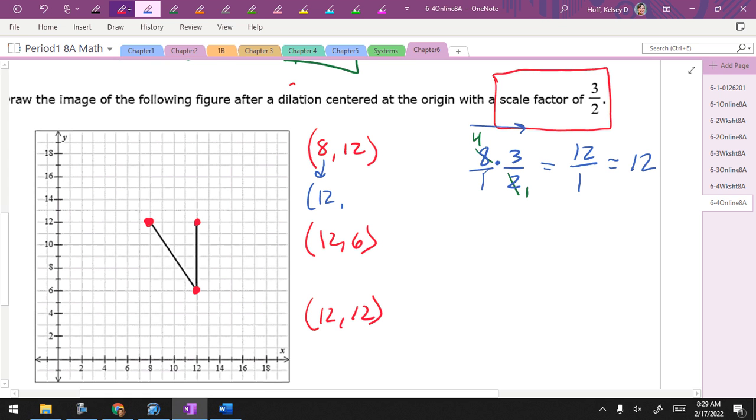Okay, now we go to the next one. What's the next number we're going to have to multiply? 12. So I put 12 times 3/2. Courtney helped us last time. Everybody, what are we going to do? Put a 1 underneath it.